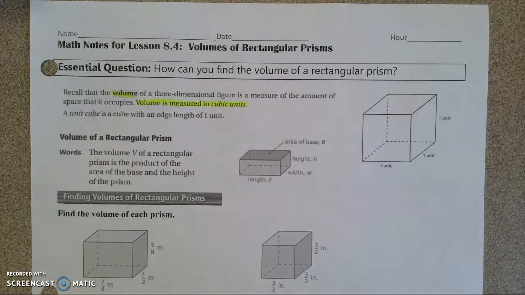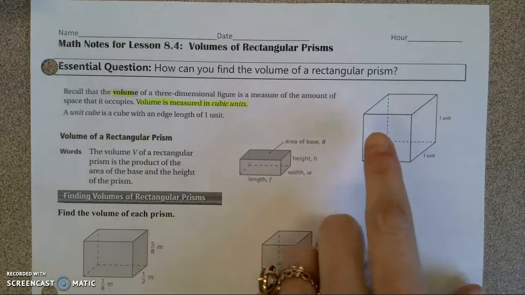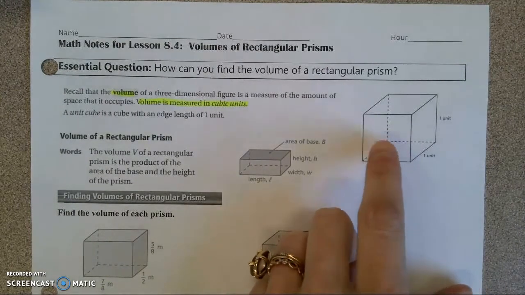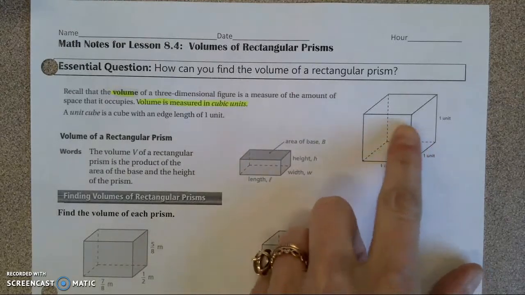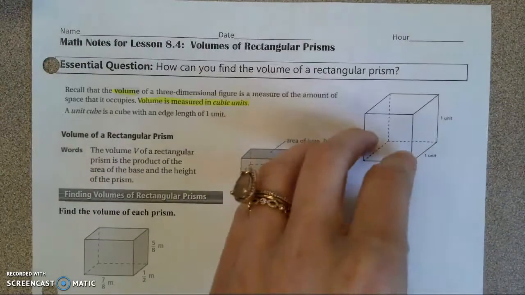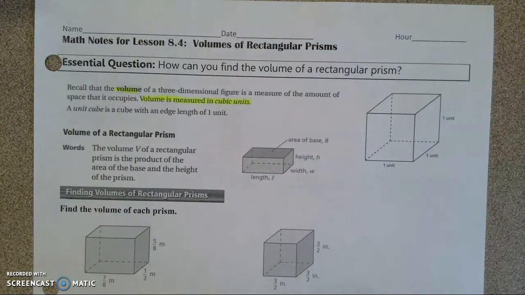Today we're going to look at finding the volume of rectangular prisms. Remember, volume is the amount of space inside of a figure. So the last couple days we've been working on surface area, which is just the area all around on the surfaces. Now we're looking at the space inside of those three-dimensional figures.